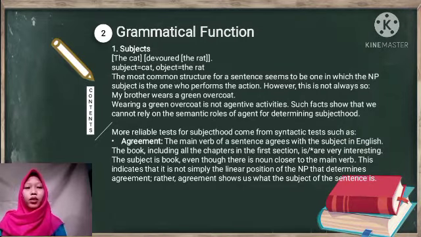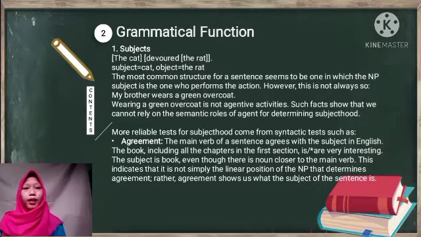The most common structure for a sentence seems to be one in which the noun phrase subject is the one who performs the action. However, this is not always so. For example, my brother wears a green overcoat. Wearing a green overcoat is not an agentive activity. Such facts show that we cannot rely on the semantic role of agent for determining subjecthood.